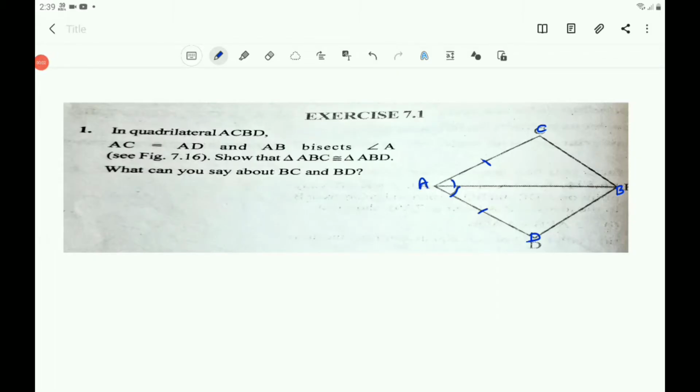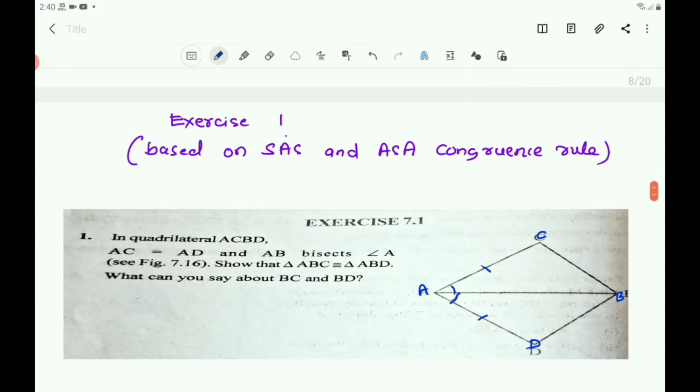Children, let us continue the chapter triangle. Now, let us solve the exercise based on the SAS and ASA congruence rule. The questions are based on the SAS congruence rule and also the ASA congruence rule. Now, let us take one by one.